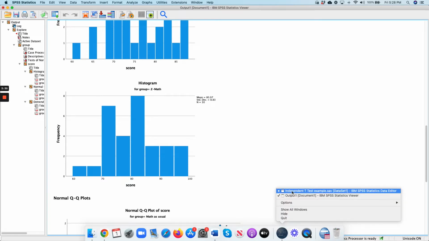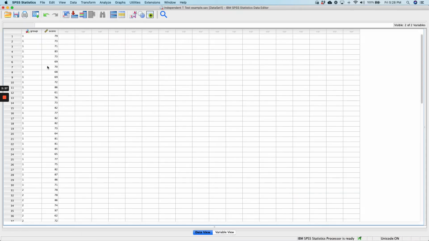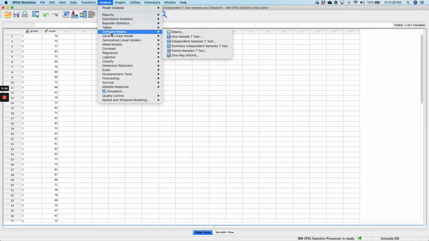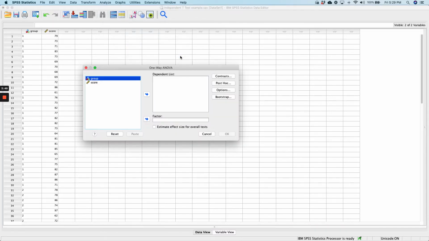Let's go back to our data set. Here's our main screen. We're going to click on Analyze, Compare Means, and we're actually going to click on One-Way ANOVA. And on this One-Way ANOVA menu, I want you to move the continuous variable, which is score, to the dependent list, and the categorical variable, which is group, into the factor window.